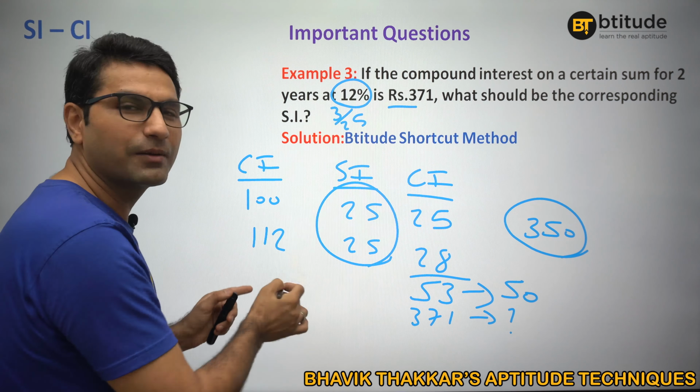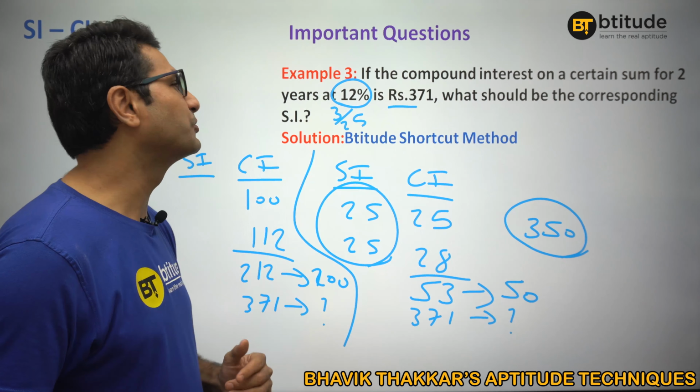So it need not be that this is the only method. Just try to understand the fundamental. The fundamental was that compound interest has to increase by 12% every year. Just take that kind of an example and compare your replica to the number given in the question. Fair enough, right? So wonderful, isn't it? Let's move to the next question.